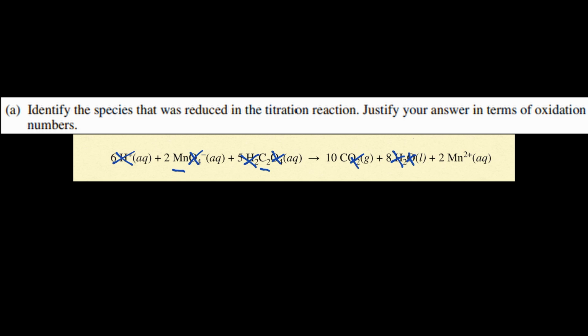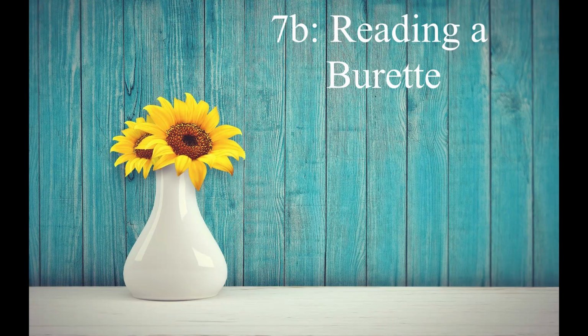We see that manganese must have a +7 oxidation state on the reactant side to balance out the 4 oxygens and the -1 charge, and on the product side it has become a +2 ion. Therefore, since manganese's oxidation state has gone down, it has been reduced, and that's what we need to answer with. We justify our answer by mentioning these 2 oxidation states and the change.